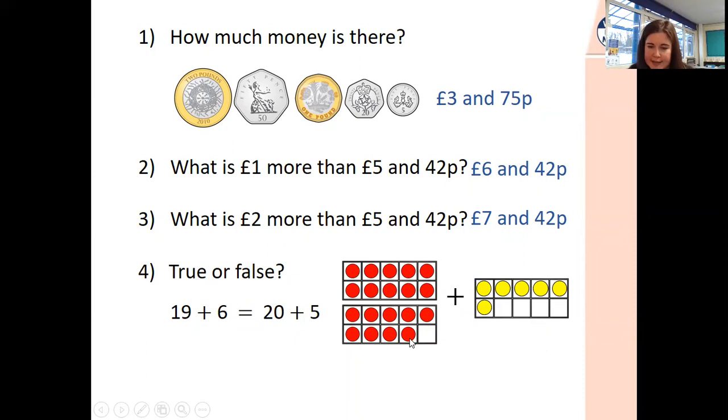So we had 19 and 6. By moving 1 over, it is now 20 and 5. So we haven't changed the whole amount, we haven't changed the actual amounts. We have edited the numbers so that they are easier to add. And that will help us in a question further on in this lesson.